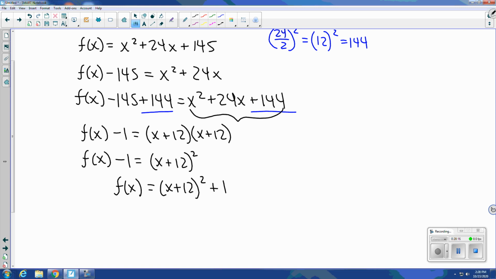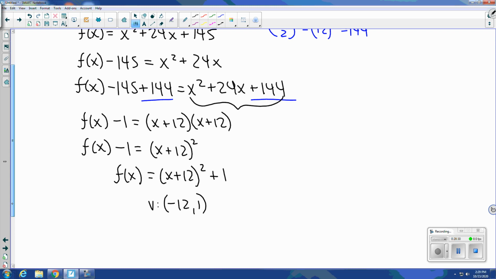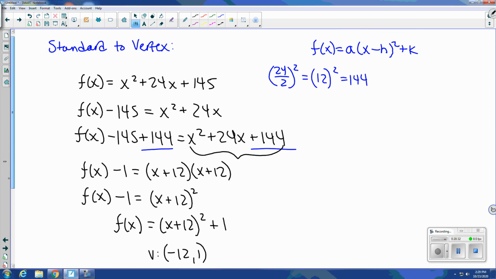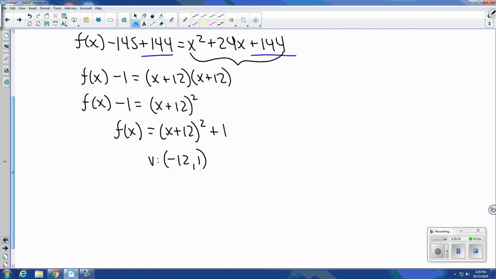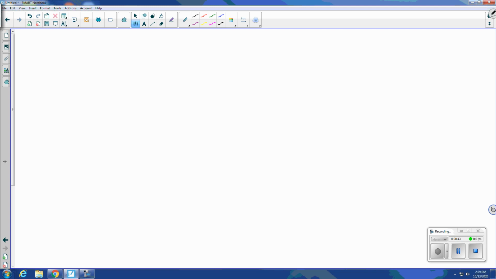Now you'll notice that this is now in vertex form. And now I can easily identify the vertex. In fact, the vertex in this case is negative 12, 1, because it went left 12, up 1. So we can take a standard form equation and use completing the square to convert it into a vertex form equation. Now I'm going to end the video on one additional example relating to reformatting, where if you do have an a value greater than 1, so you can see how to handle that.